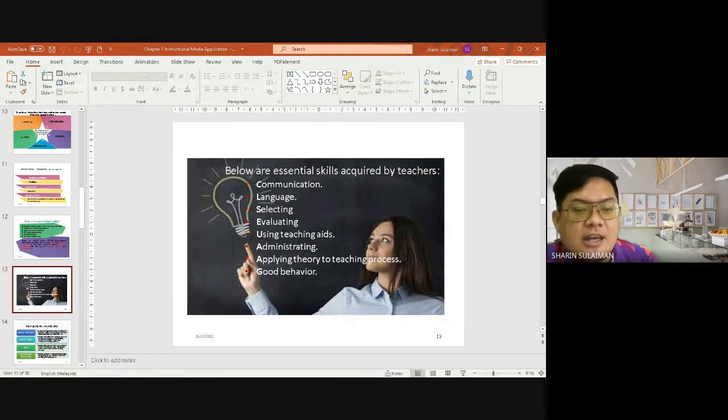Next is language. As a teacher, you need to have proficiency in different languages. It depends on the medium of language that you use. For UiTM, one of the important requirements for becoming a lecturer is that you need to be very good in English, because the medium of instruction for UiTM is English, not Bahasa Melayu, except for certain subjects.